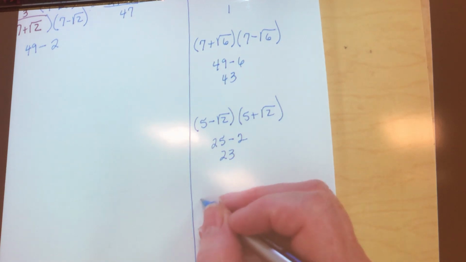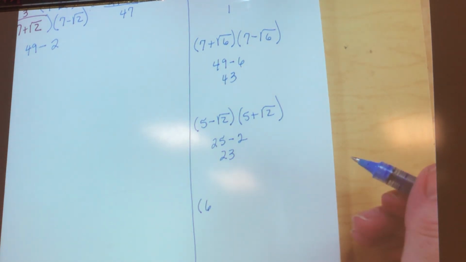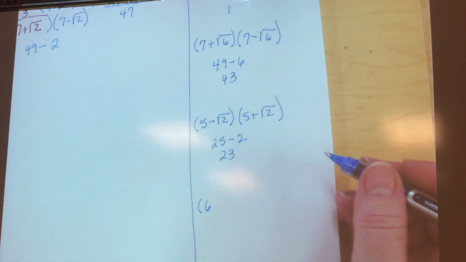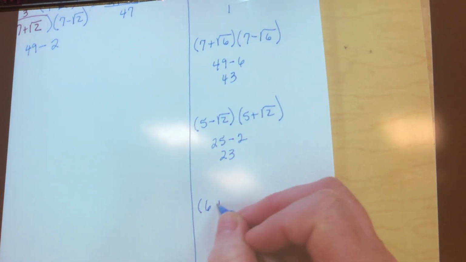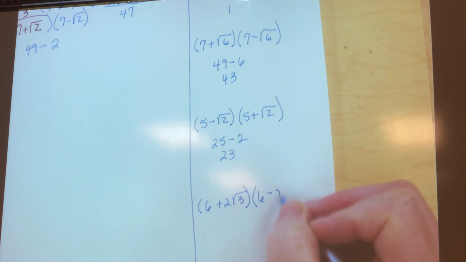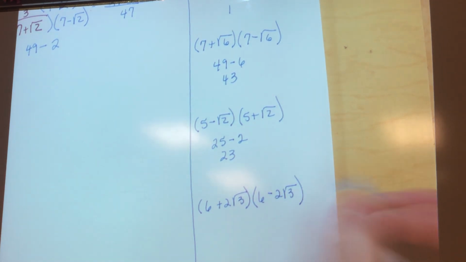I'm gonna make it a little more difficult just to make sure you understand. So this one's gonna be a little bit different, a little bit harder, but I'm gonna tell you what you need to know, okay? So 6 plus 2 square root of 3 times 6 minus 2 square root of 3. So remember when you square something, you square everything. That's what you need to know. When you square something, you square everything.